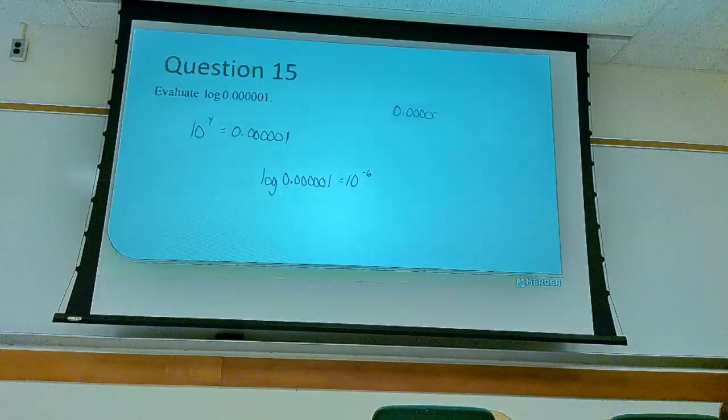Here's what you're supposed to do. Take that decimal place and count how many places to the right you're moving it. That would be 6 places, so it's 10 to the minus 6.